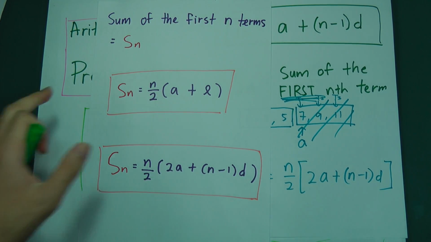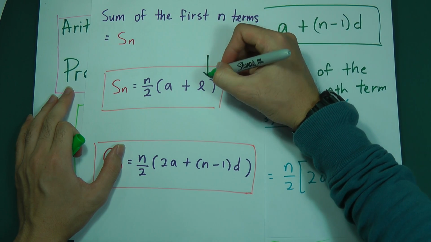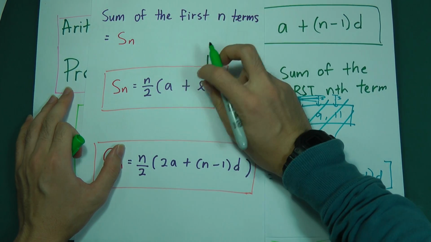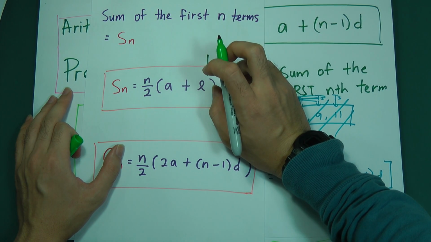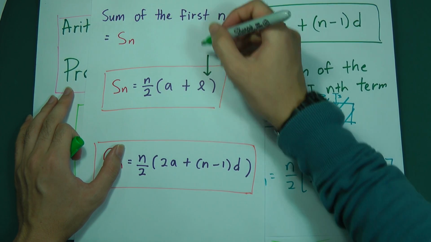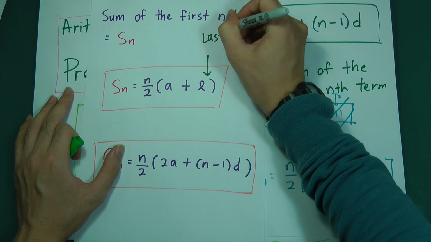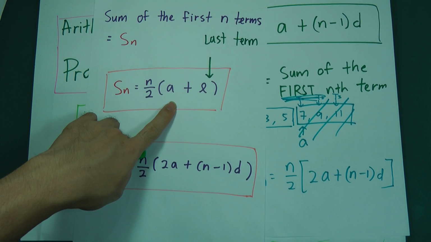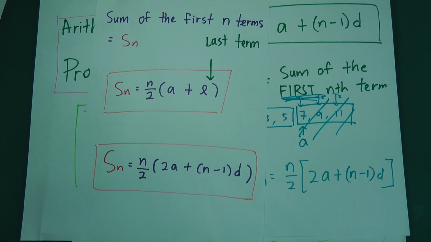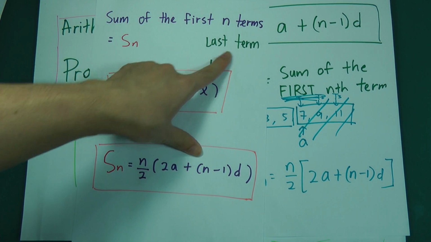So l here is something I'll just explain. You seldom have a chance to use this one, however I need to explain. l here is the last term. If in the question they give you the first term and the last term, and ask for the sum of all the terms from the first term until the last term, then you must have the last term.